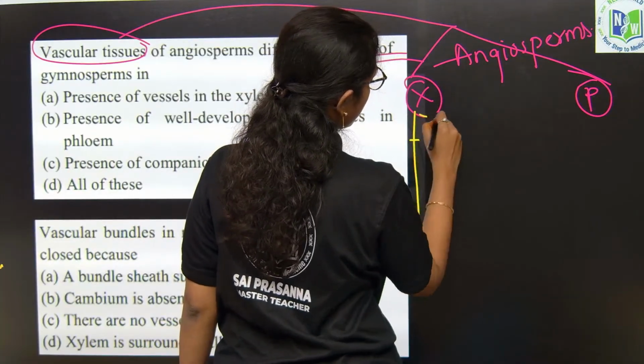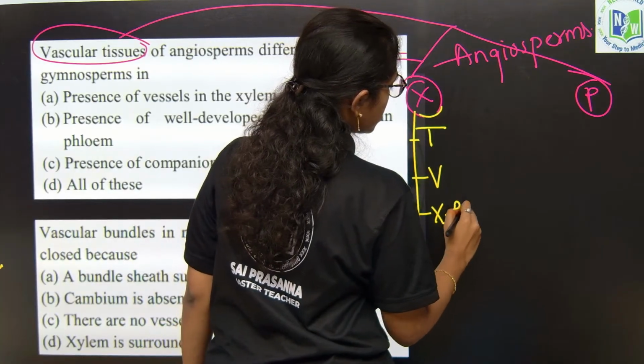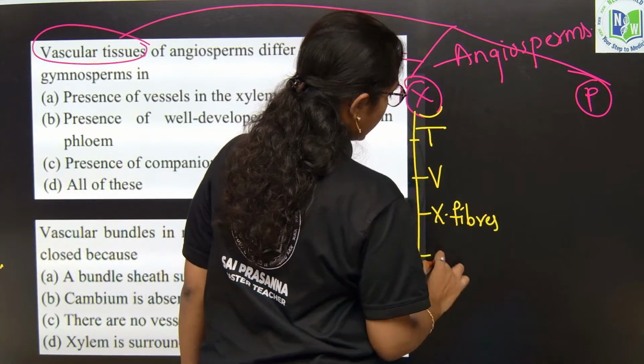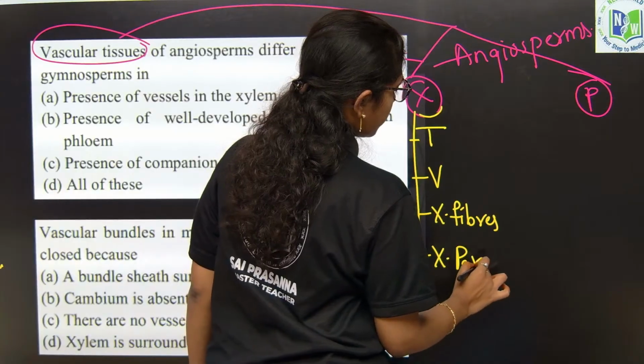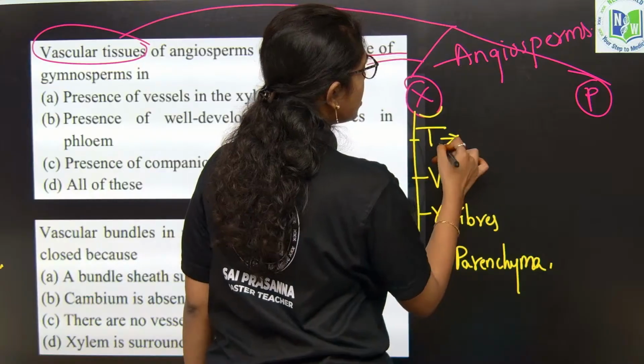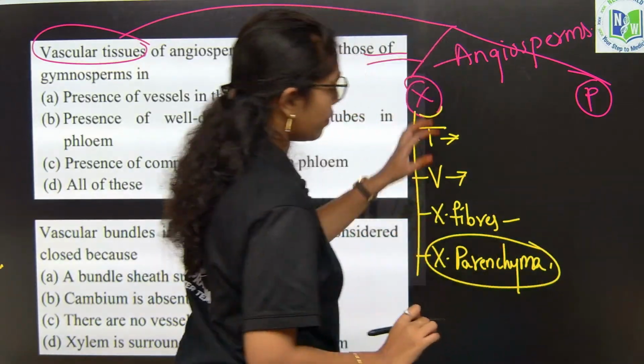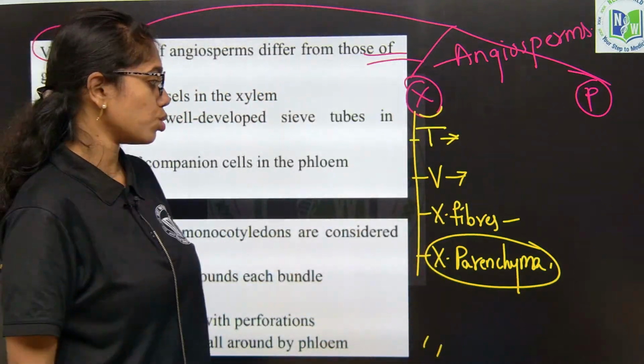Tracheids, vessels, xylem fibers, xylem parenchyma. Tracheids, these are dead, vessels dead, xylem fibers dead, xylem parenchyma is living. All the 4 tissues are present in angiosperms.